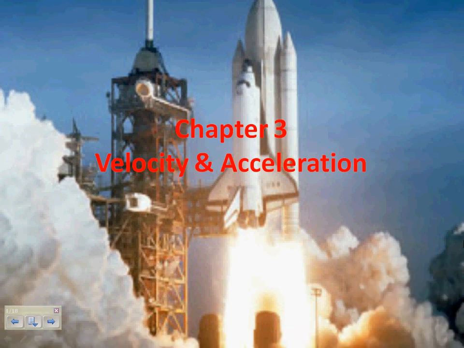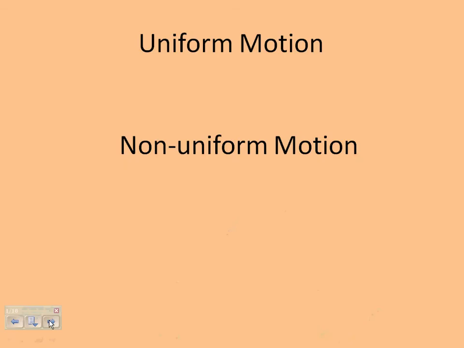Let's look at acceleration in this section. Some definitions. First, uniform motion is a smooth acceleration. It's a constant acceleration. Non-uniform motion is when things are changing.